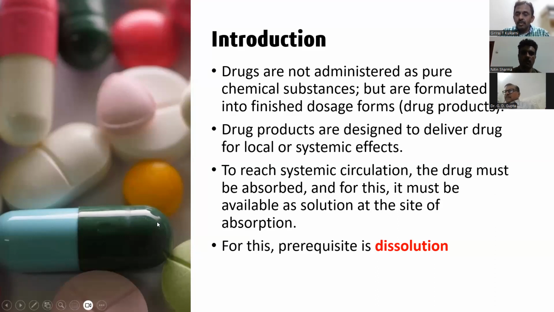Drugs are usually not administered as pure chemical substances, but are converted into a finished formulation, drug product or dosage form. These drug products are meant for delivering the drug either for local action or for systemic effects. To exhibit a systemic effect, the drug product has to release the drug. That means the drug must be available at the site of absorption as a molecular dispersion or as a solution. For this, the prerequisite is dissolution.